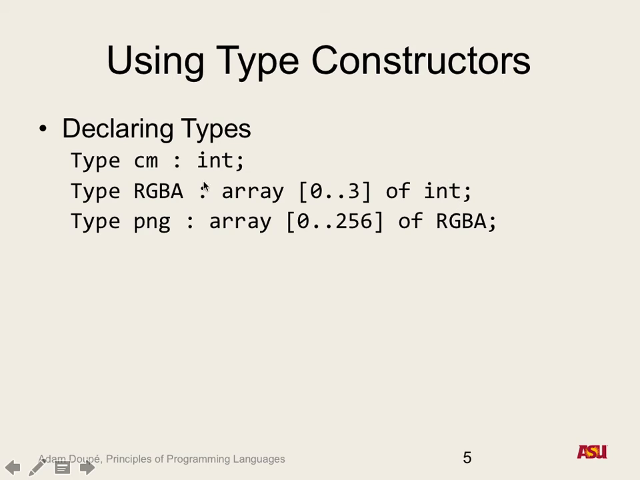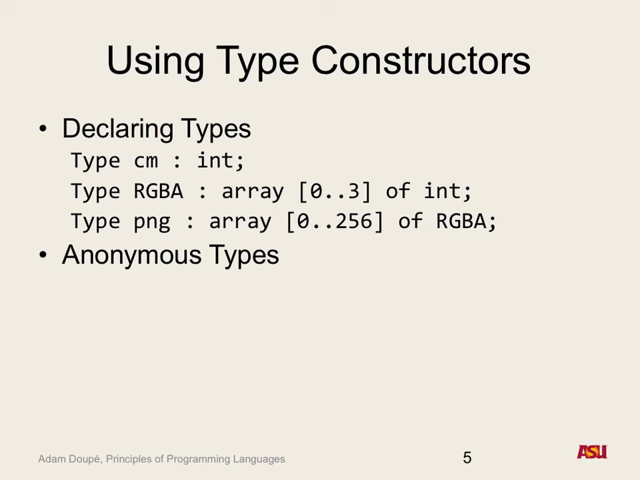But the question is, does this have a name before we've given it the name of RGBA? No, it doesn't. We're using our type constructors to create some new type. So, this brings us to anonymous types.